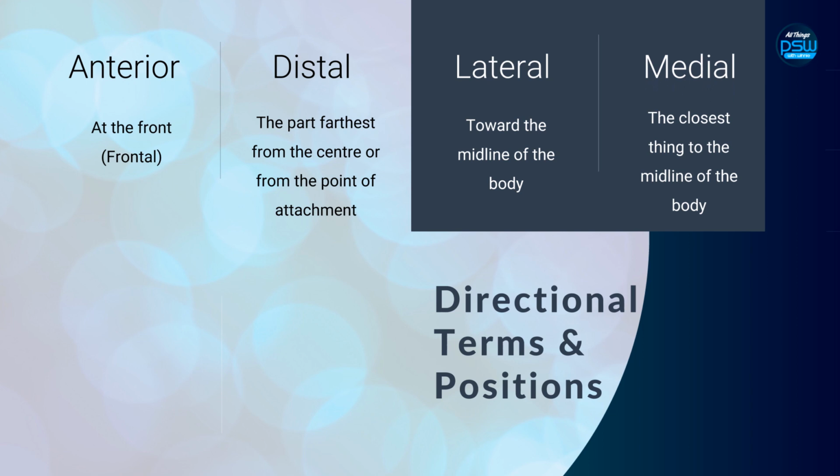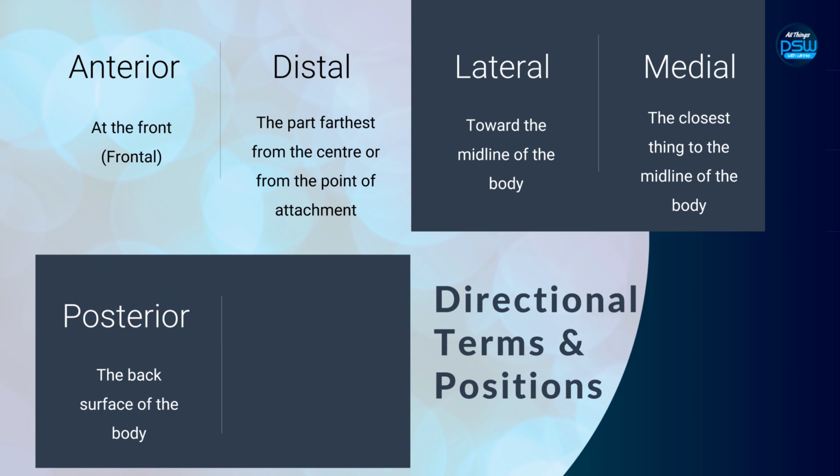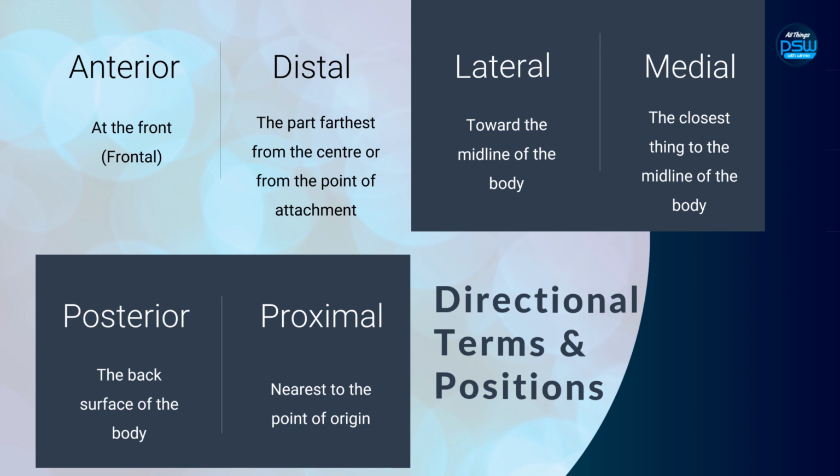Medial is the closest thing to the midline of the body. Posterior means the back, which is the opposite to anterior. And proximal is opposite to distal because proximal means nearest to the point of origin. So the two differences or opposites here are: anterior is opposite to posterior, and distal is opposite to proximal.